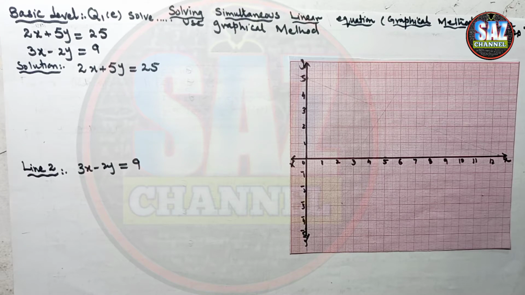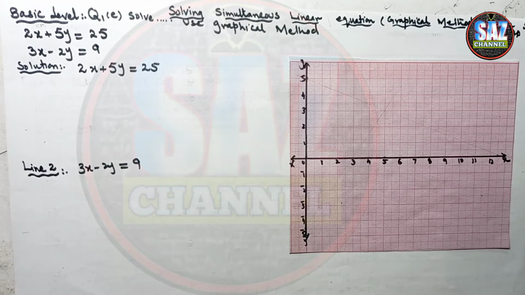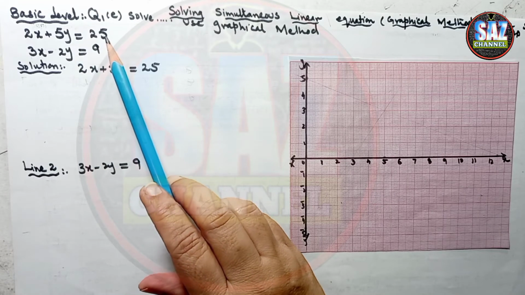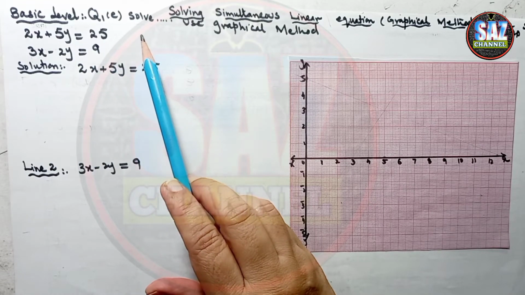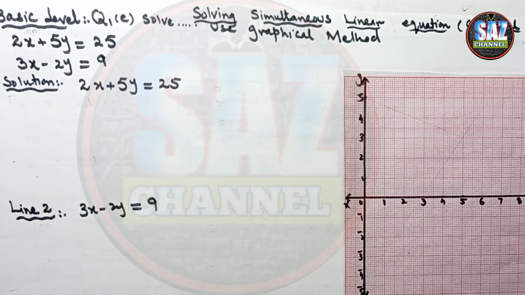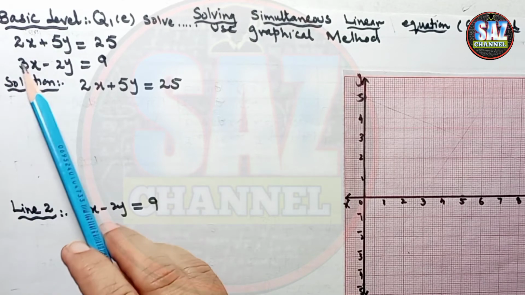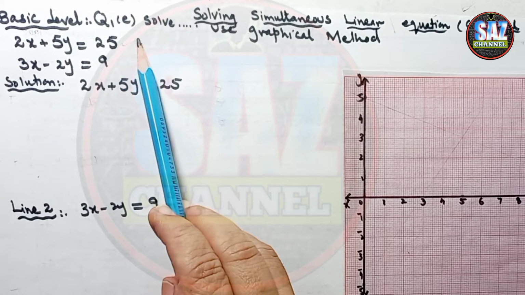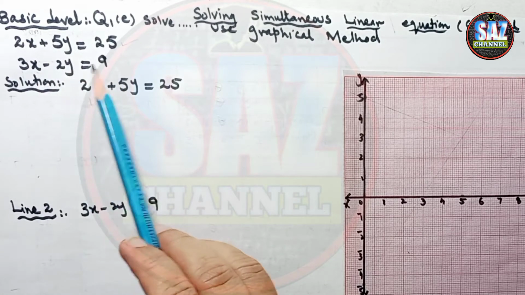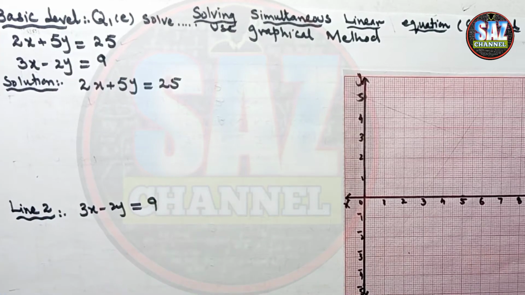This is my fourth lesson of D2, chapter number 2, exercise 2D, about solving simultaneous linear equations through the graphical method. In this lesson, I will solve basic level question number 1, part E. The question says, solve the following simultaneous equations using the graphical method. Let's read the question first. The equations are 2x plus 5y equals 25 and 3x minus 2y equals 9. I will solve this question through the intercept method.